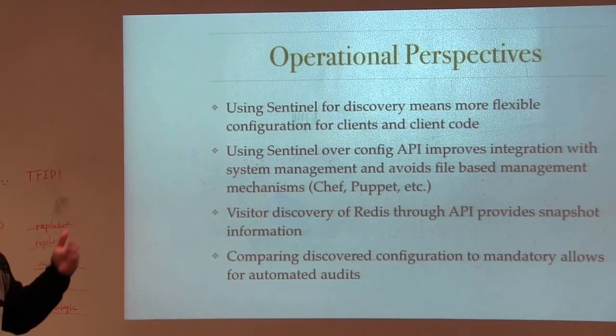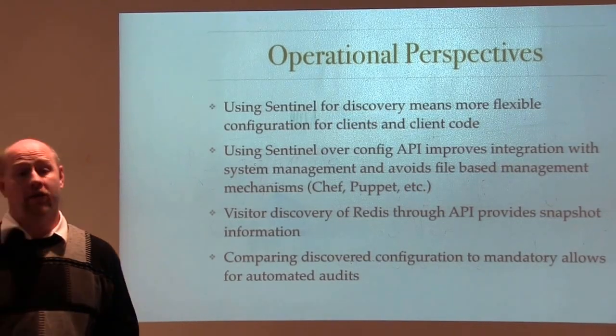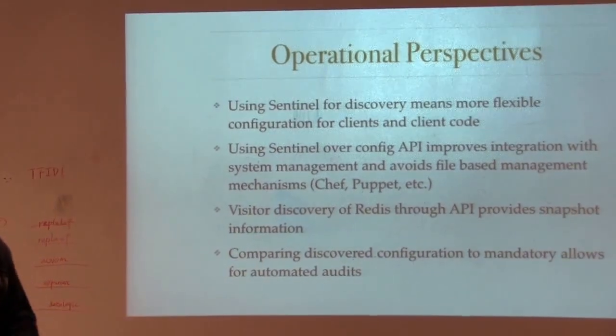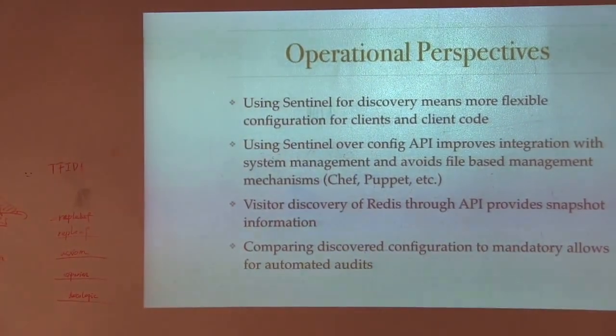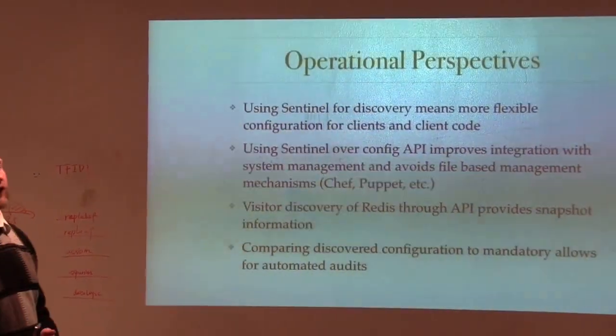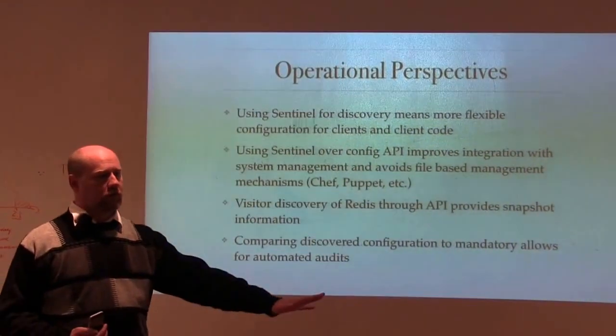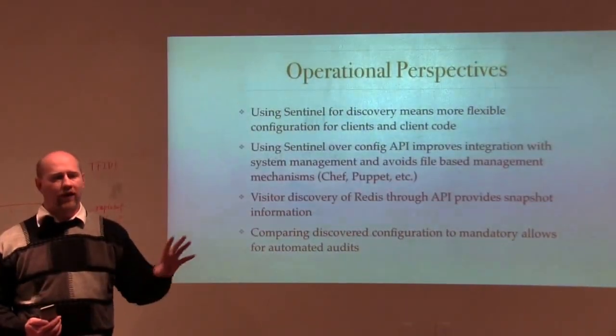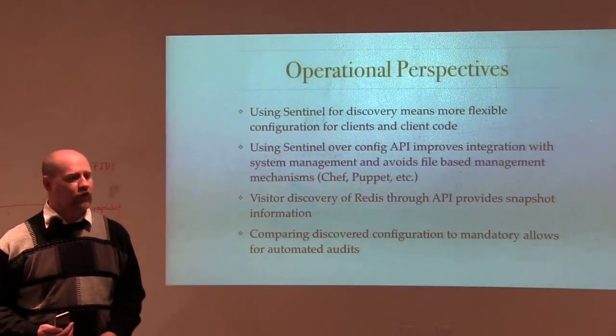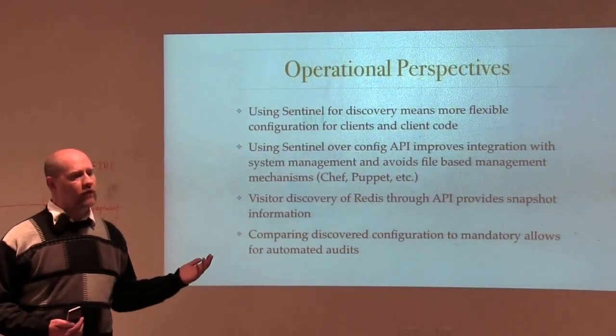I mentioned earlier the Chef Puppet thing allows you to integrate with it a lot better than just doing a dumb config file, if you will. Discovery of Redis through the API allows you to have something that just crawls through your system. We do this for a lot of things. We have port scans to make sure that a port isn't suddenly listening on a box that's not supposed to be there. You can do the same thing.